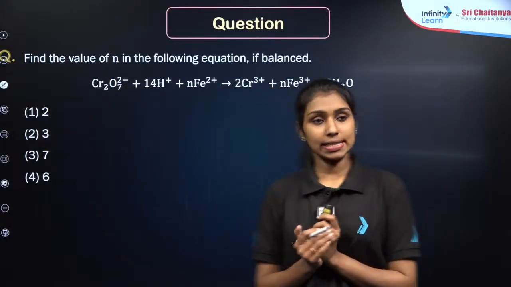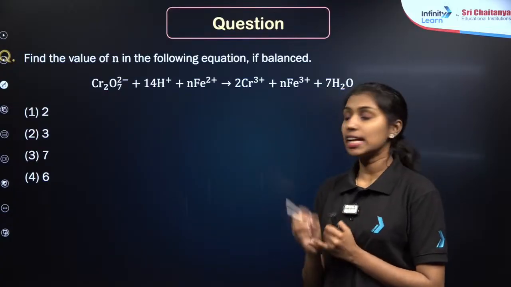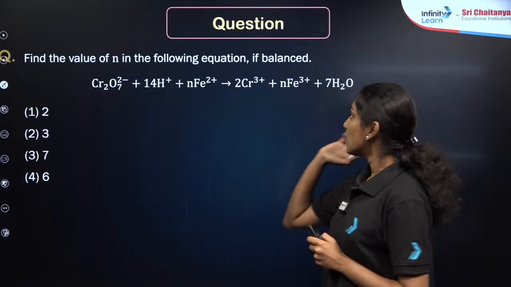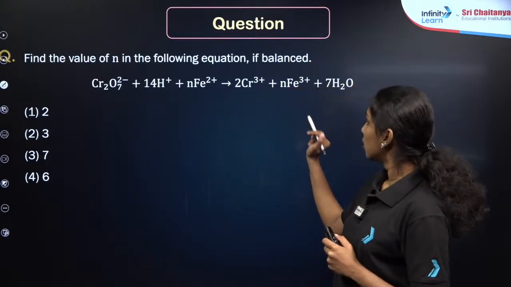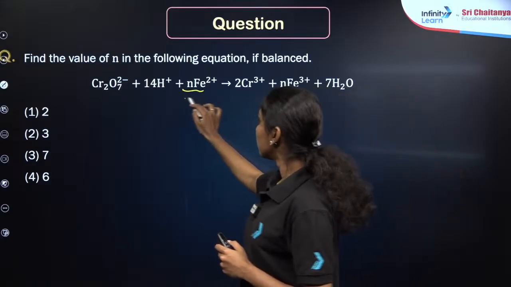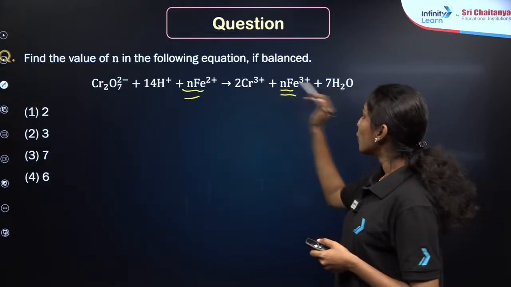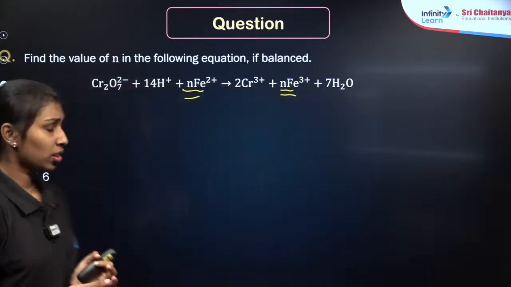Okay, here we have discussed the balancing of redox reaction by using the oxidation number method as well as the half reaction method. Here is one practice question for you. What is the value of n here? Find the value of n in the following equation if balanced. What is the answer here?